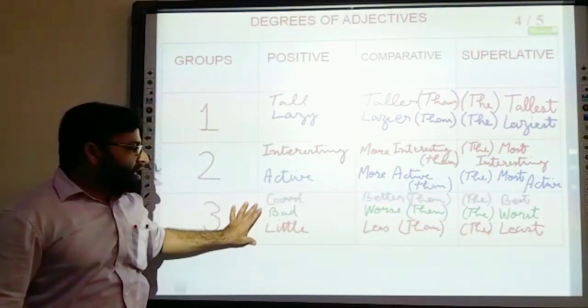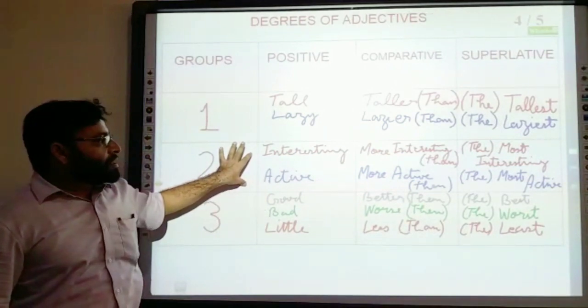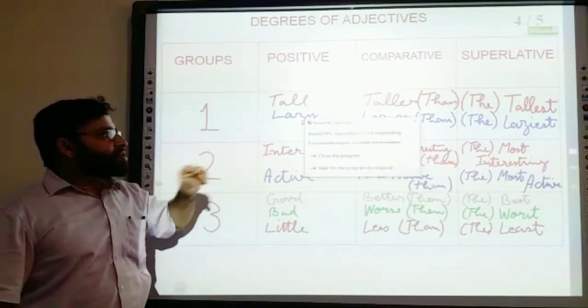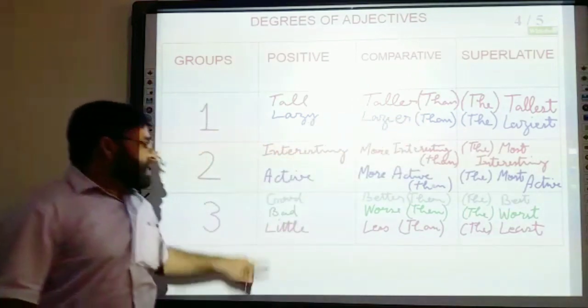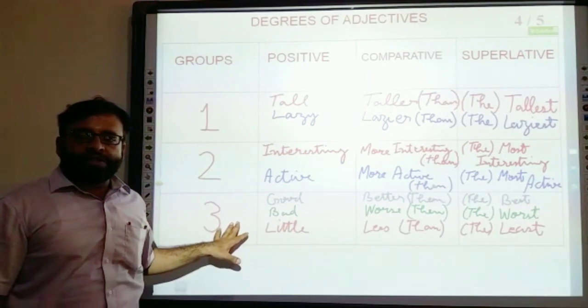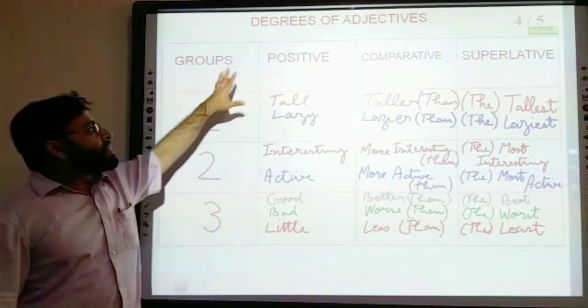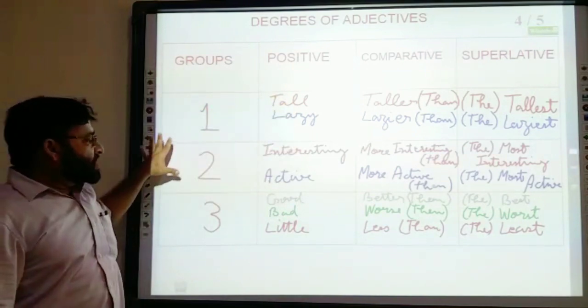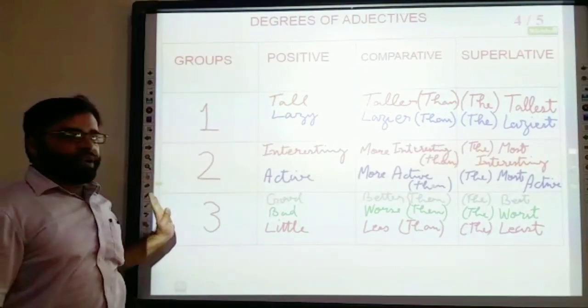So these are limited. The first two groups have unlimited adjectives, but the third group's adjectives are limited. So I hope you have understood these positive, comparative and superlative degrees of adjectives with these groups, Group 1, Group 2, Group 3. Thank you very much.